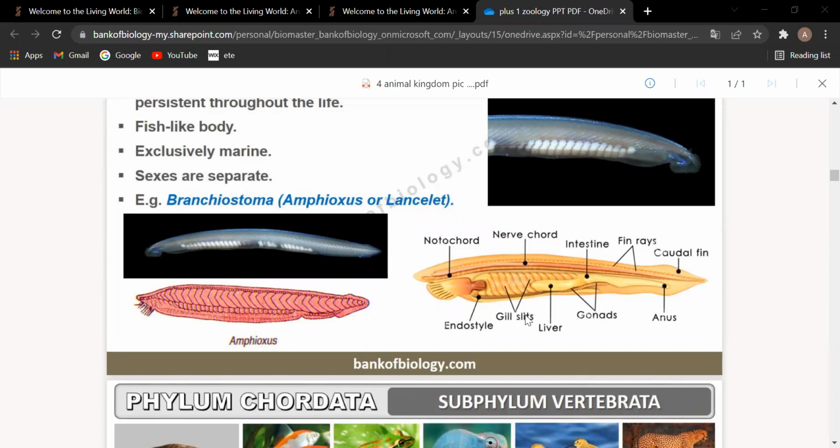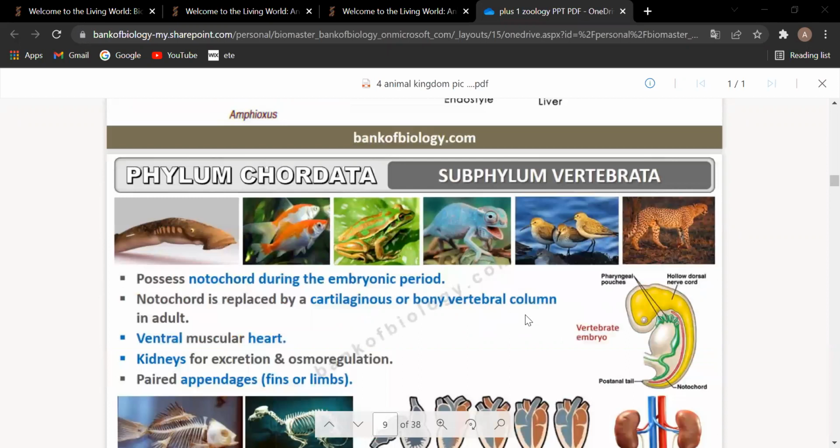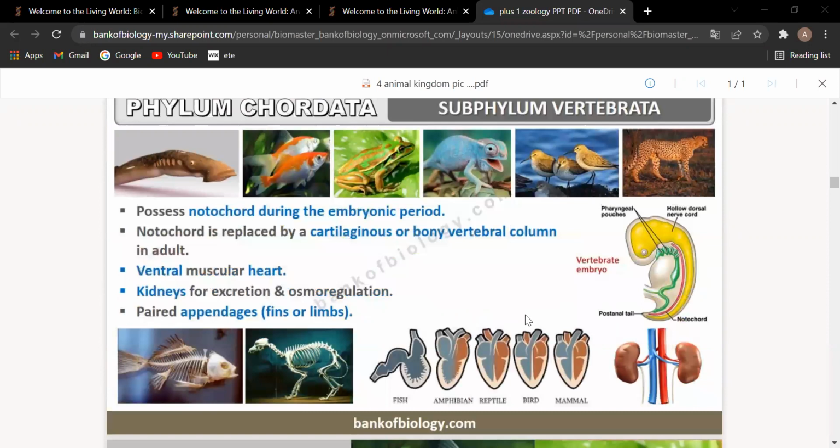Then subphylum Vertebrata possesses notochord during the embryonic period. Notochord is replaced by a cartilaginous or bony vertebral column in adults. So in the embryonic stage, it is going to have a notochord, but eventually it is going to be replaced either by cartilaginous vertebral column or by bony vertebral column. Okay. Ventral muscular heart is present. Our heart is also a ventral muscular heart, beta.